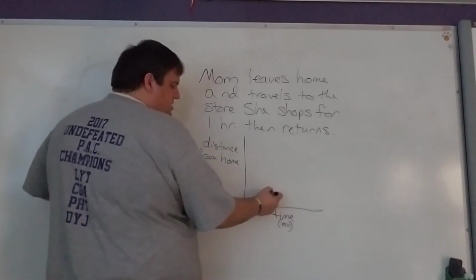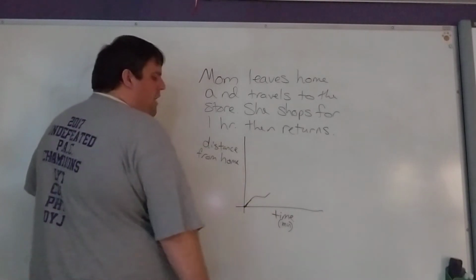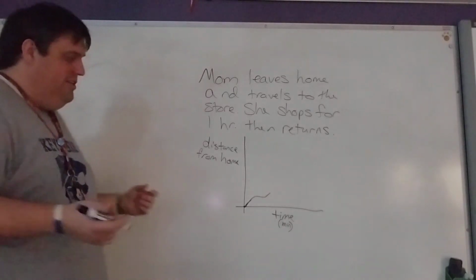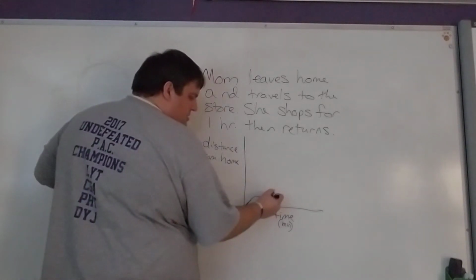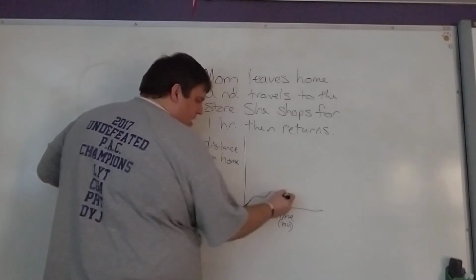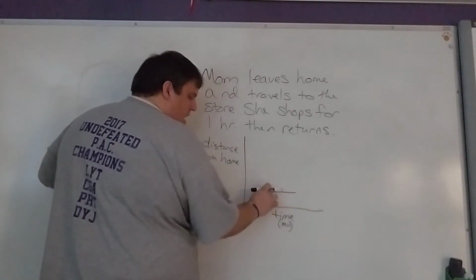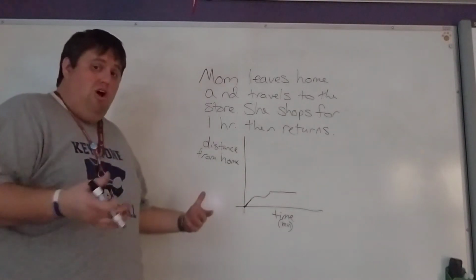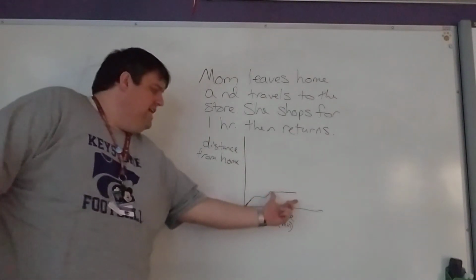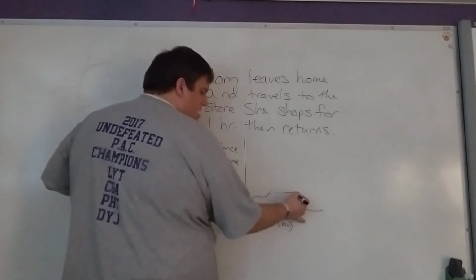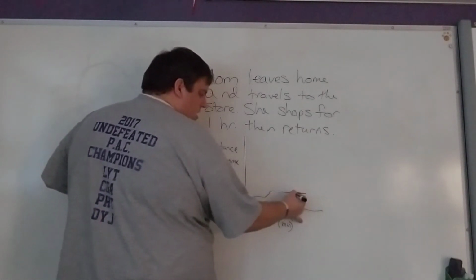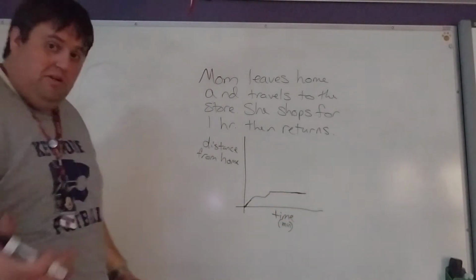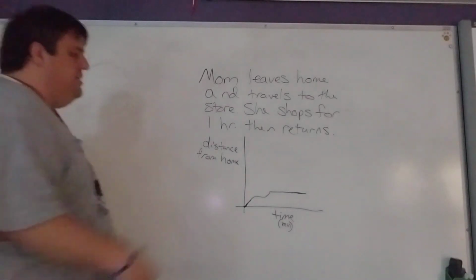And then it says she's at the store for an hour. So if she's at the store for an hour, her distance from home is not going to change. So that, I would assume, is going to be a constant area of just a flat line. And we want to be careful here because this is the only place where it tells us exactly how long something's going to take, an hour. So I'm just going to say that maybe it's a little bit longer than that. Because it's not like it's going to take her an hour to get to the store, right? Hopefully not. Maybe she lives in the boonies. I don't know. So we'll say she's at the store.